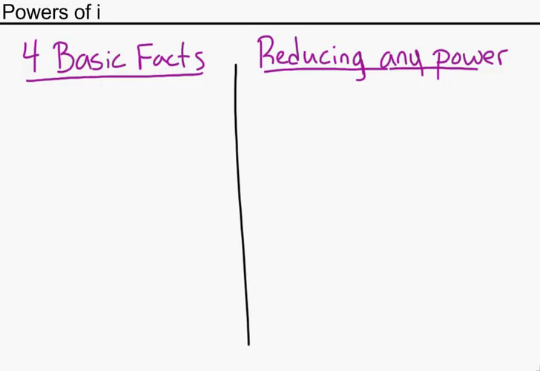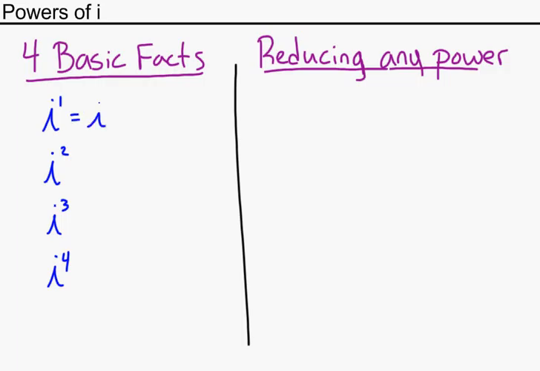We're going to begin our discussion of the powers of i in a very pragmatic way, looking more at how do I reduce these powers efficiently and effectively, not necessarily why do they reduce the way they do. So I'm going to start with four basic facts. I'm going to look at i to the first, i to the second, i to the third, and i to the fourth, and see what each of these quantities reduces down to.